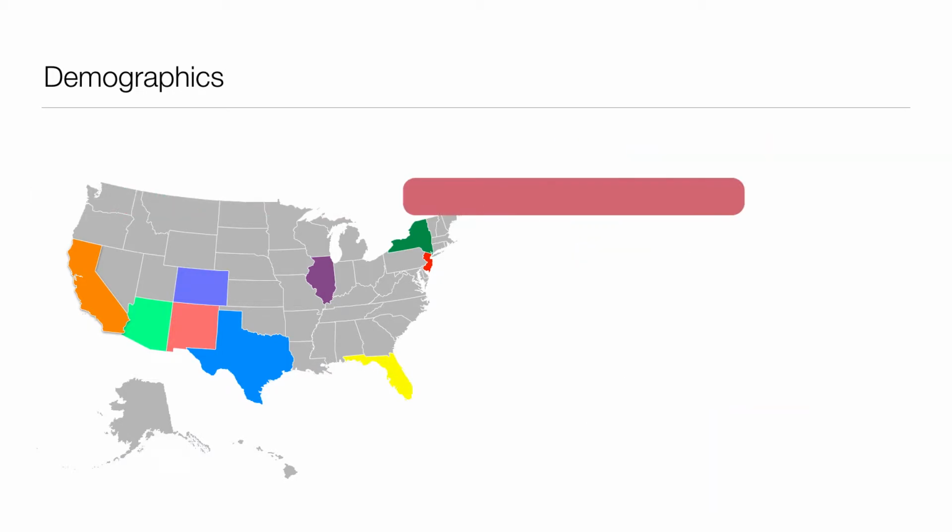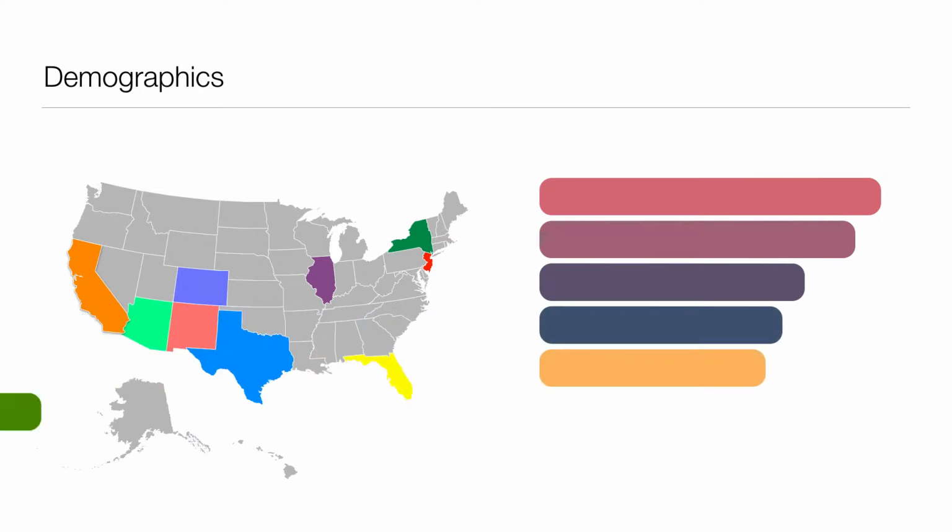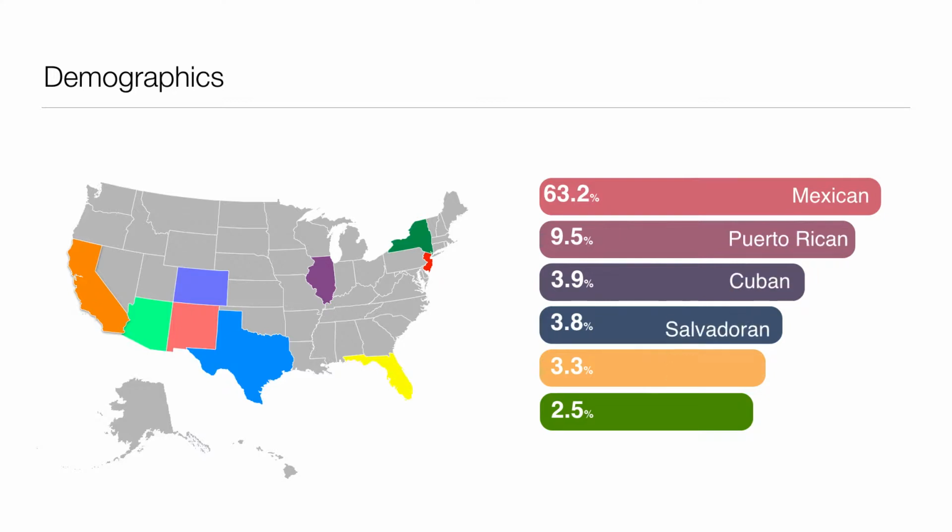In 2016, 9 states had a population of 1 million or more Hispanic residents, being Arizona, California, Colorado, Florida, Illinois, New Jersey, New Mexico, New York, and Texas. California had the largest Hispanic population of any state, with 15.3 million. A further breakdown of the U.S. Hispanic population demonstrated that 63.2% were of Mexican origin, 9.5% were Puerto Rican, 3.9% were Cuban, 3.8% were Salvadoran, 3.3% were Dominican, and 2.5% were Guatemalan. The remainder 13.8% were of some other Central American or other Hispanic Latino origin.